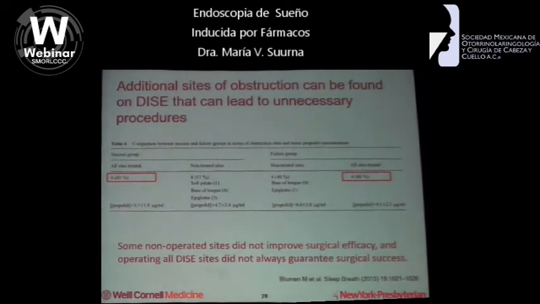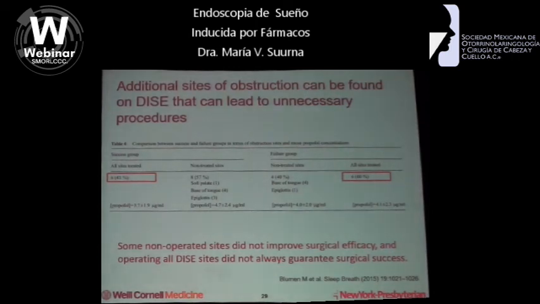Then Mark Blumen and colleagues in France decided to ask how useful drug-induced endoscopy is. They planned surgery, talking to the patient first, and then before performing the surgery, they did drug-induced endoscopy. They still proceeded with the originally planned surgery, and then looked at what happened to the patient. They found that regardless of whether they treated both sides of obstruction or no sides of obstruction, there was not much difference between the success and failure groups. So they concluded that sometimes you don't really need to operate on all the obstruction sites, because operating on more sites doesn't always improve surgical outcomes.